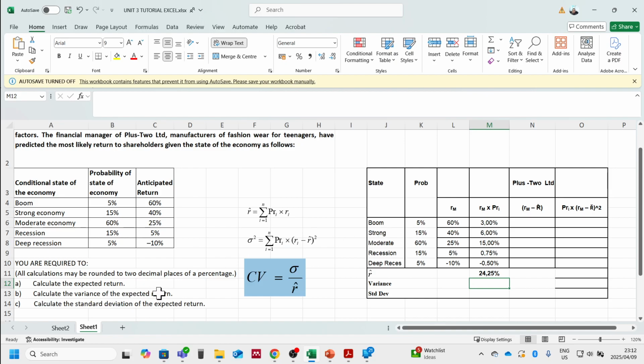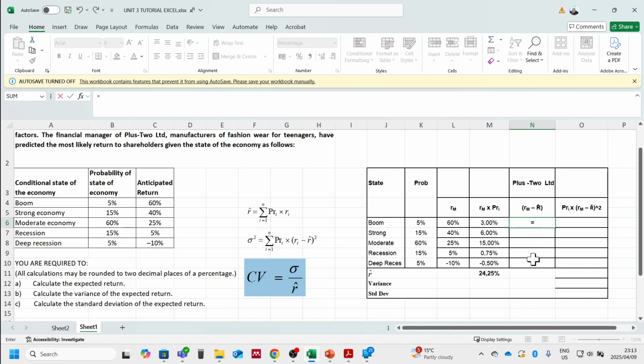From the expected return, we are required to calculate the variance. But before we calculate the variance, we first have to calculate what we call the deviation. From the deviation, we can calculate the variance per state of the economy, then the total variance for the total security, which is these company shares, and then calculate the standard deviation.